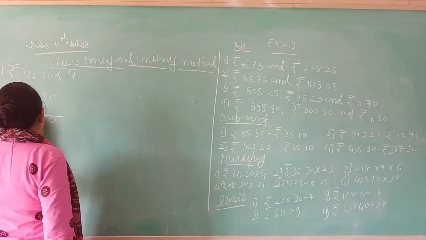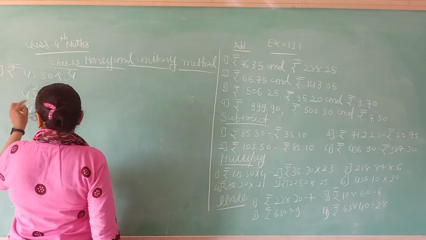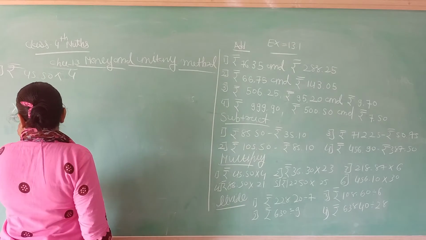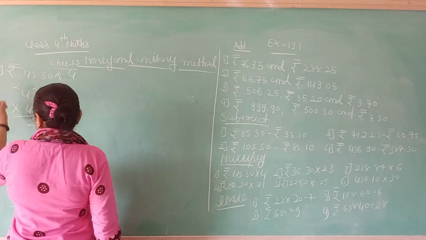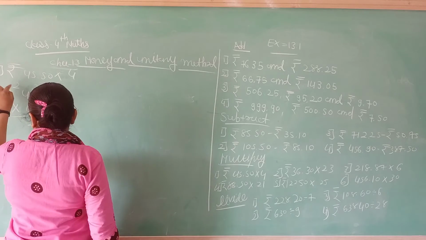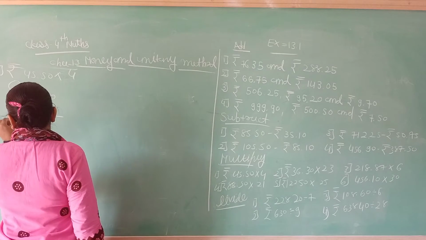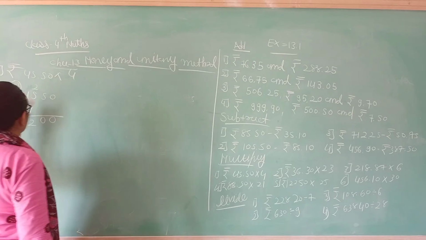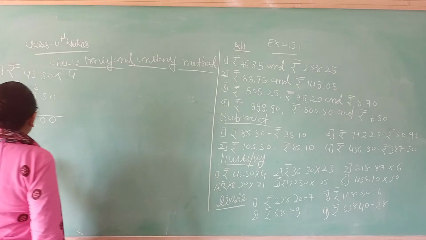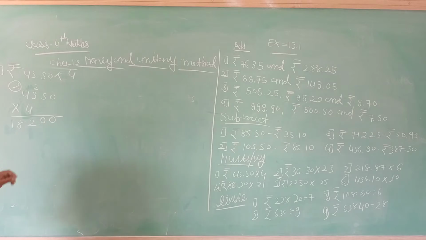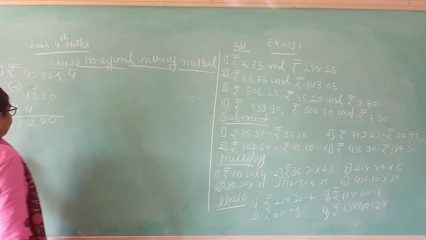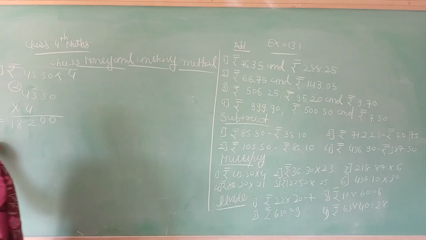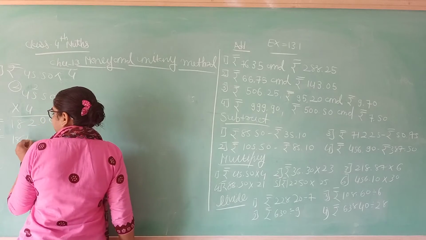4 5s are 20. 0 here, 2 carry over. 4 5s are 20 plus 2, 22. 2 here, 2 carry over. 4 4s are 16. 16 plus 2, 18. Okay, then after that cut here 2 decimal points. Your answer is 182.00. You can also write down 182.